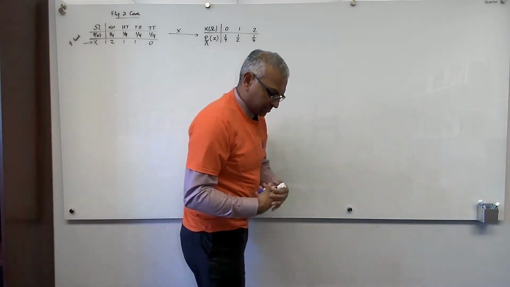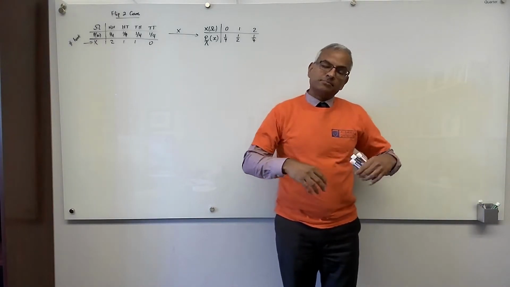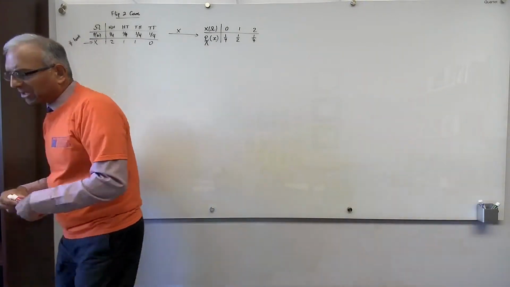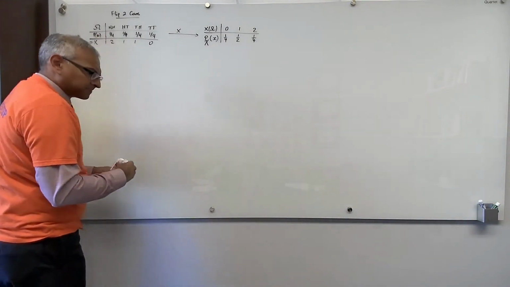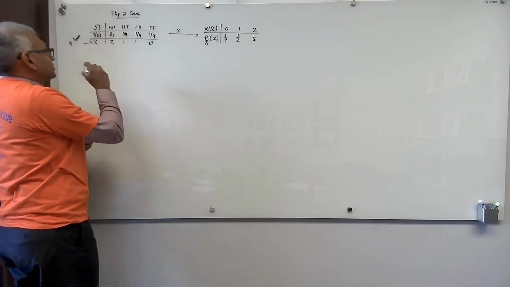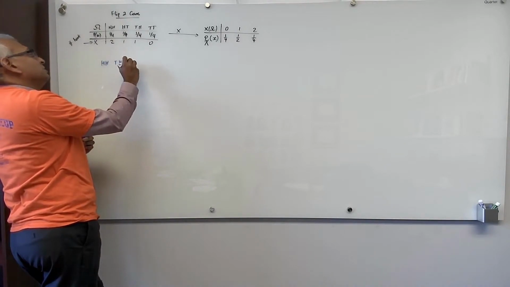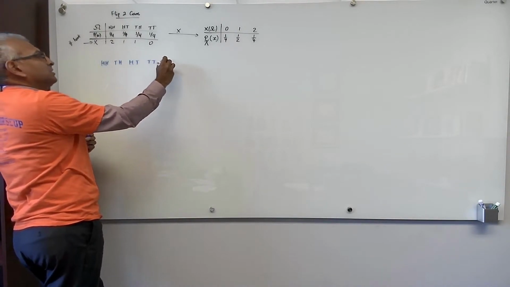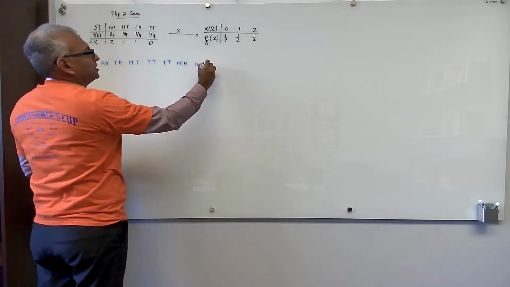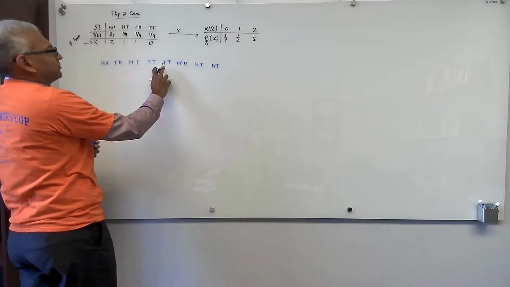Now, let's talk about the expected value. The expected value has to do with repeating the experiment many, many times. So let us say we repeat the experiment, let's say 12 times, and here are the outcomes we got: HH, TH, HT, TT, TT, HH, HT, HT. That's 1, 2, 3, 4, 5, 6, 7, 8.